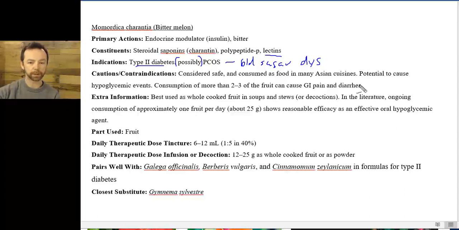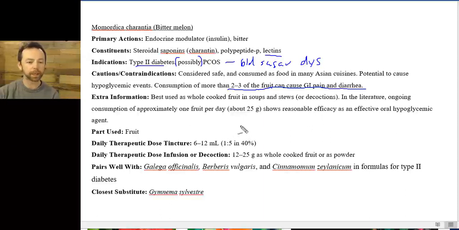Consumed as food in many Asian cuisines. If you've ever had it, you know why it's called bitter melon. It's bitter. So why do you eat a food that if you have 2 to 3 of them can cause GI pain and diarrhea? Well, it's kind of tasty, and a little bit is not bad. You can put it in soups and stews and things like that. It's not bad. Here we go. In the literature, ongoing consumption of 1 per day, about 25 grams, reasonable efficacy as an effective oral hypoglycemic agent.